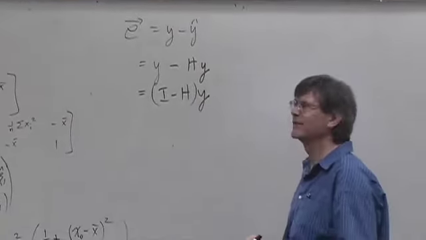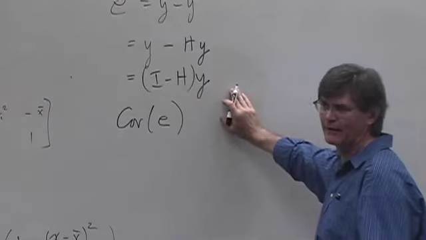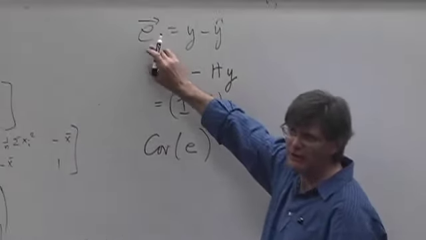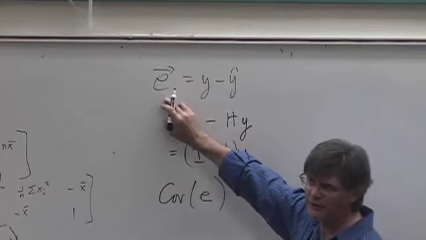Therefore, the covariance of e, I'm going to keep this. The covariance of e, that's a random variable too. It's (I minus H) times y. This is not the epsilons. This is the estimated errors.